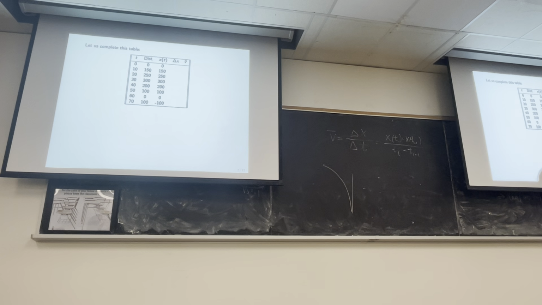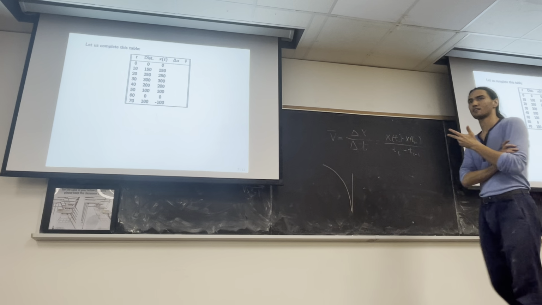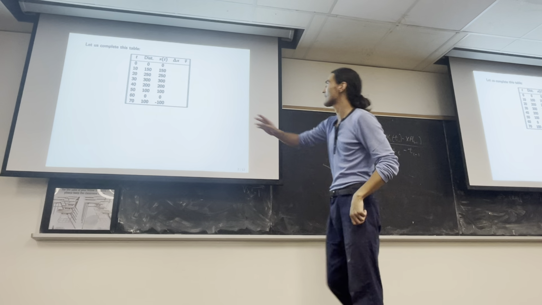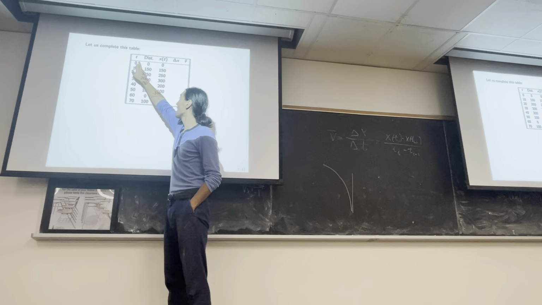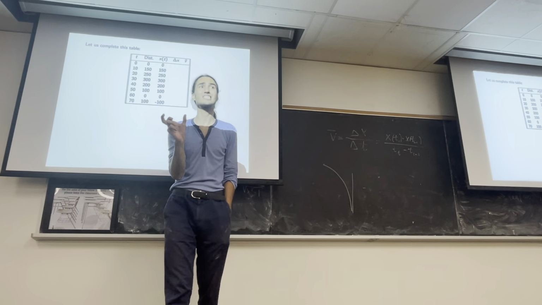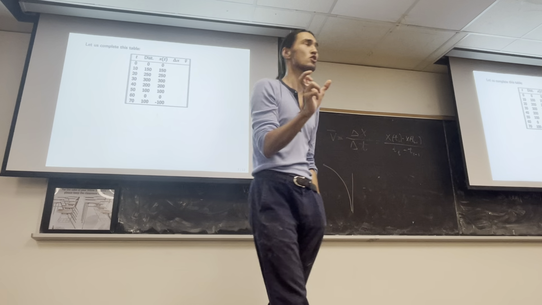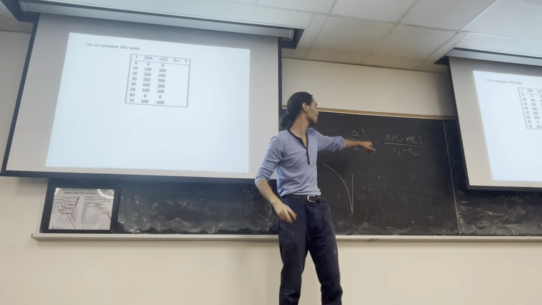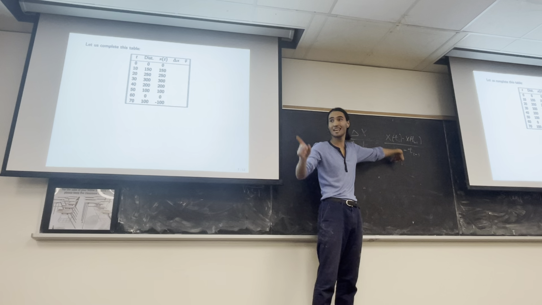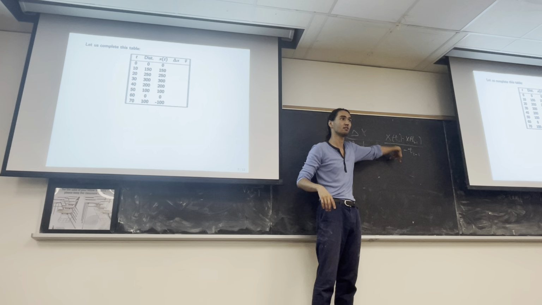Okay, so we have the answer ready? I think we do. So the answer is 15, 10, 5. Divide everything by 10, yes, exactly. So look, the time steps are always the same, right? So ti minus ti minus 1 is always equal to 10. That's the point.